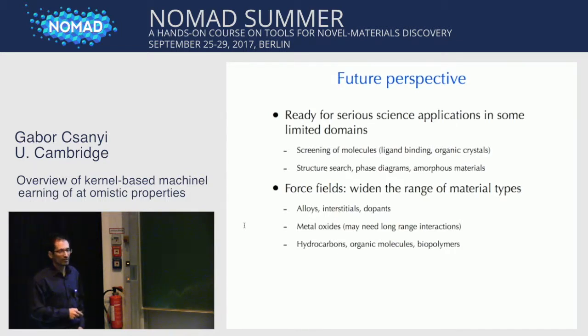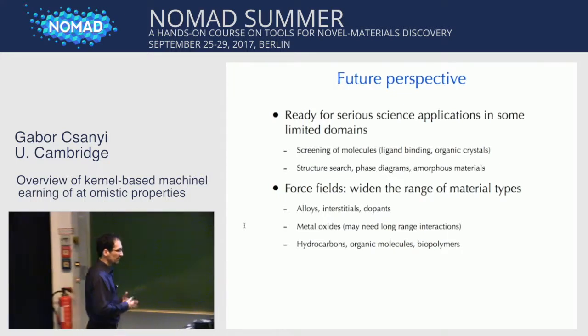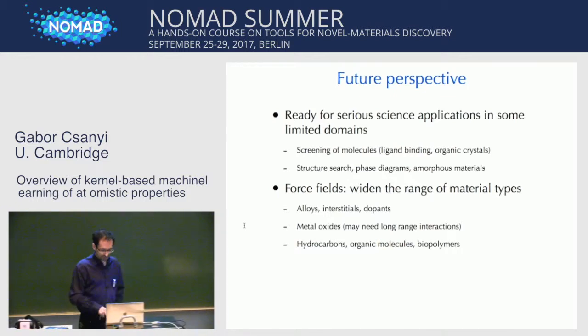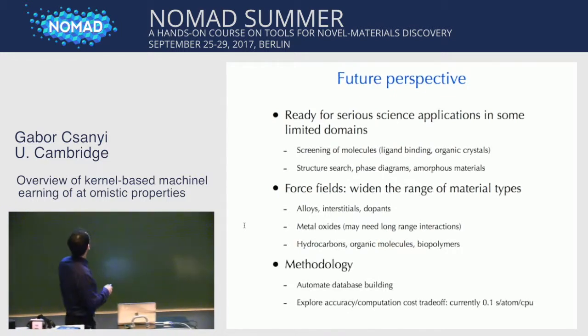Metal oxides are notably absent, and that's where, of course, traditional force fields just have not existed because they're so difficult to do, and machine learning is hopefully the silver bullet, but we need to work out how to deal with long-range interactions. And then generally making biomolecular force fields or force fields for hydrocarbons is something that is the next step for these machine learning models.